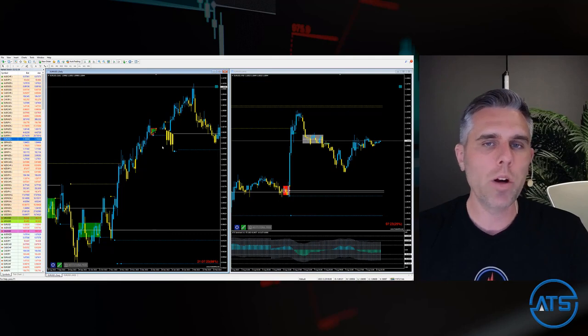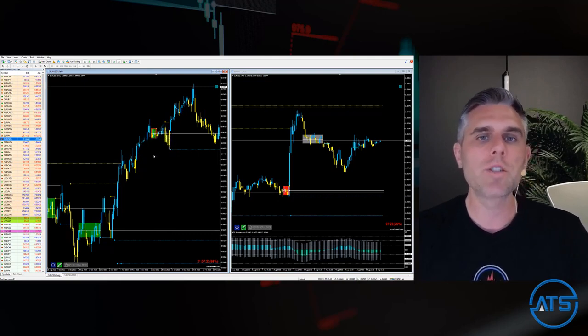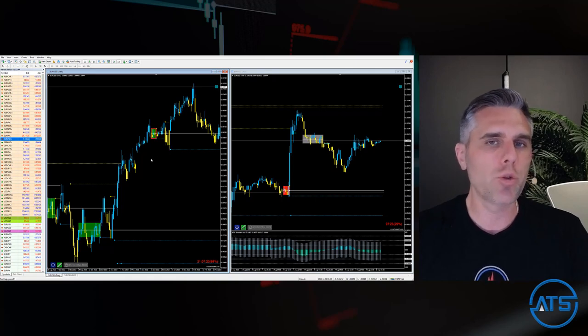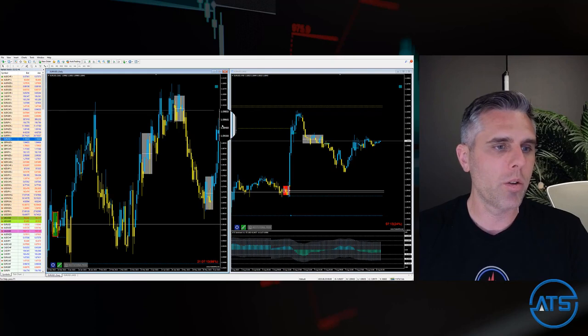Now each one of those boxes, the different colors, the one with the outline, they all have slightly different meanings and they have a progression that they follow, which we'll get into in a minute. But we're going to be going through all those in detail.